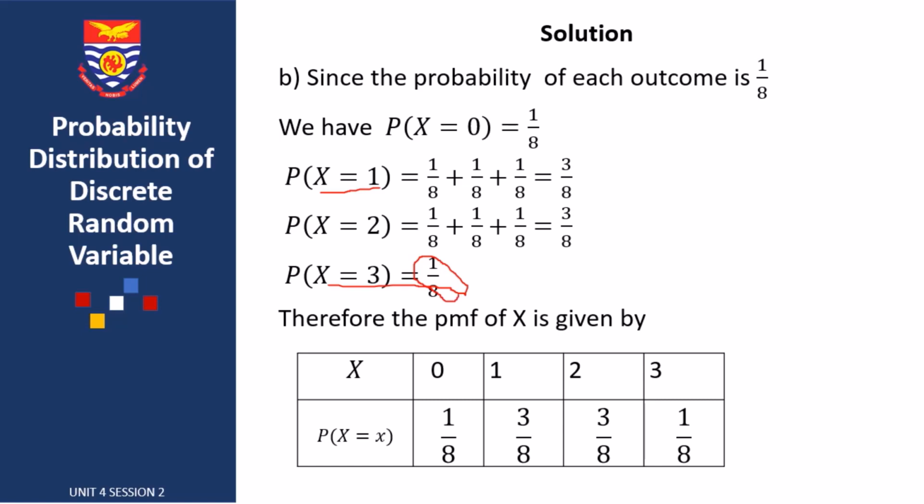Therefore, the PMF, the probability mass function of x, gives x assuming values 0, 1, 2, 3 with their corresponding probabilities. Of course, when you sum all the probabilities, it equals 1, and each probability is also between 0 and 1. That made it a PMF. That's quite interesting, right?